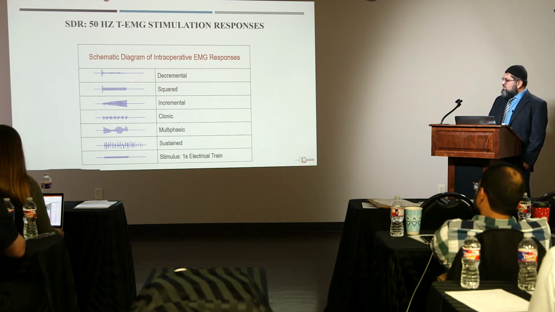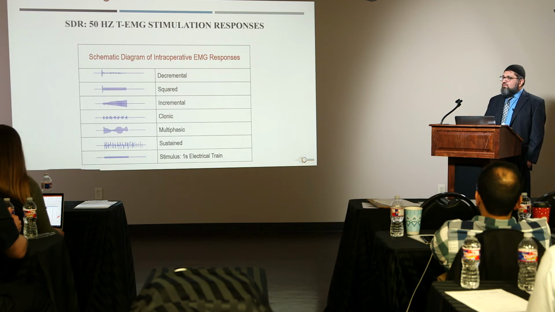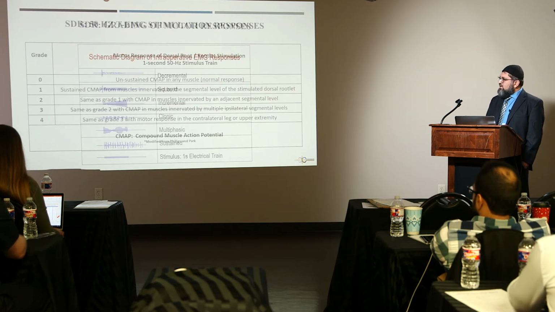So we don't cut the roots which have decremental or squared waves. We cut only the ones with incremental, clonic, multiphasic, and sustained responses. It has to be a very quick decision, so you cannot just sit down and think about it. And the second thing you do is look for the abnormal response and then grade them.